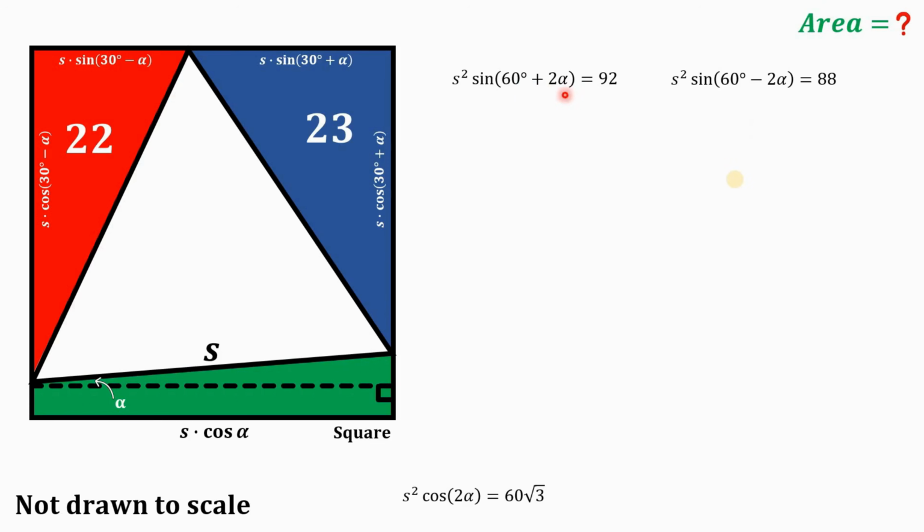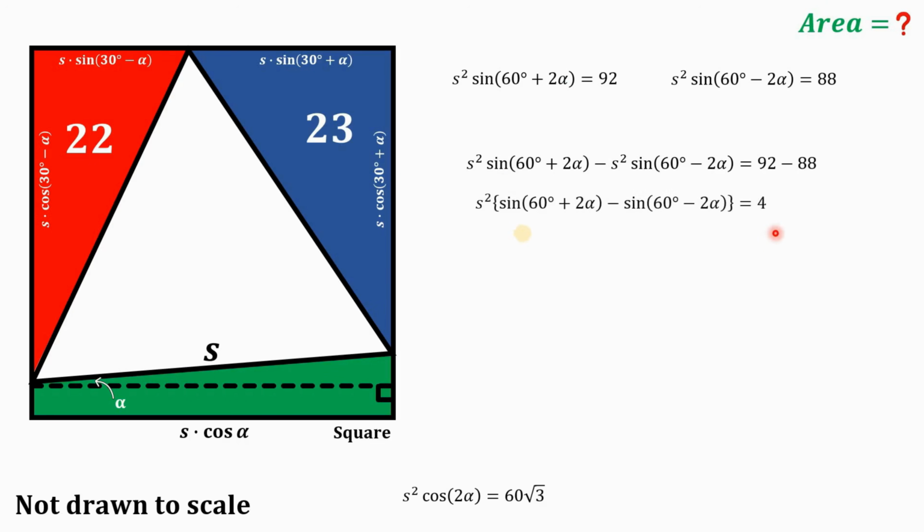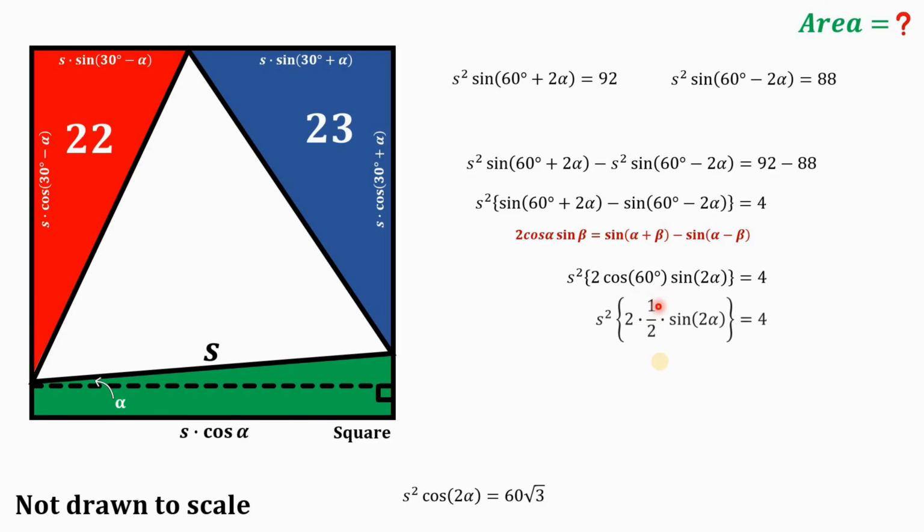Now, instead of adding these two equations, why not subtract these two results? Now, factor out s squared. And again, this expression right over here is very familiar because sine of alpha plus beta minus sine of alpha minus beta is equivalent to 2 times cosine alpha times sine of beta. In short, we can simplify this as 2 times cosine of 60 degrees times sine of 2 alpha. Now, cosine of 60 degrees, this is just 1/2. Simplify, and we can say that s squared times sine of 2 alpha equals 4.